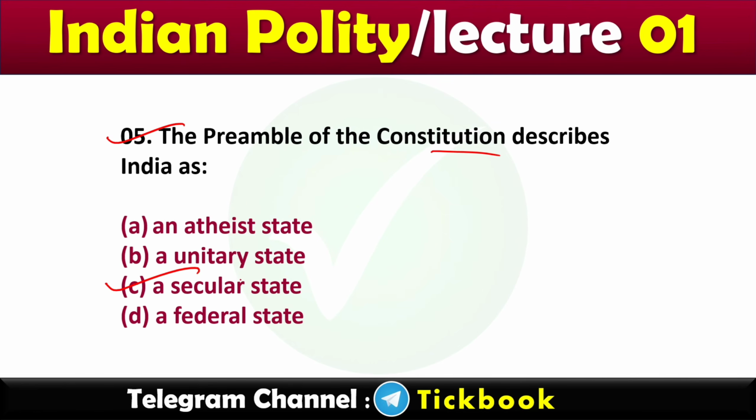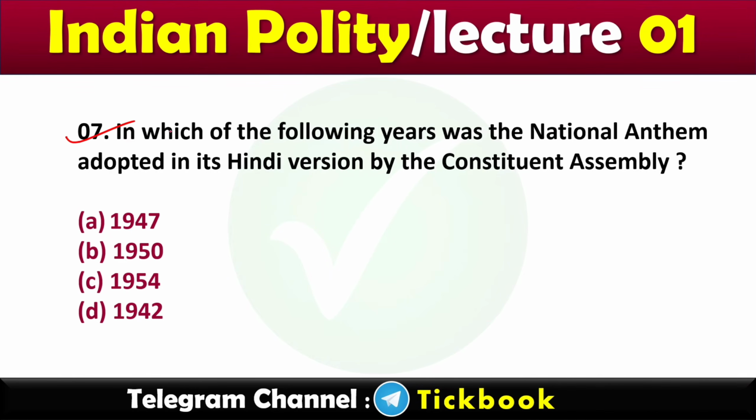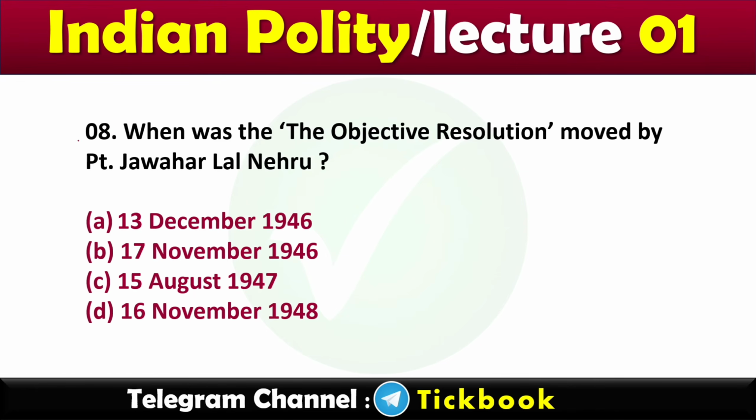Question number 5, the preamble of the Indian Constitution describes India as. Option number C, a secular state. Question number 6, which of the following word sequences is correct as per the preamble to the Constitution? Option number A, sovereign, socialist, secular, democratic and republic. 7, in which of the following years was the national anthem adopted in its Hindi version by the Constituent Assembly? Option number B, 1950. 8, when was the objective resolution moved by Pandit Jawaharlal Nehru? Option number A, 13th December 1946.